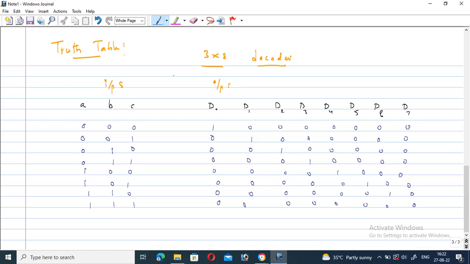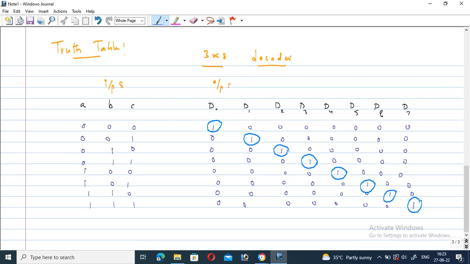So for the 3 to 8 decoder, this is the first one. This is also activated. The circle represents the activated outputs. These are all in the diagonal combination only, right? Okay, the last one is also activated. So this is the truth table for this decoder.